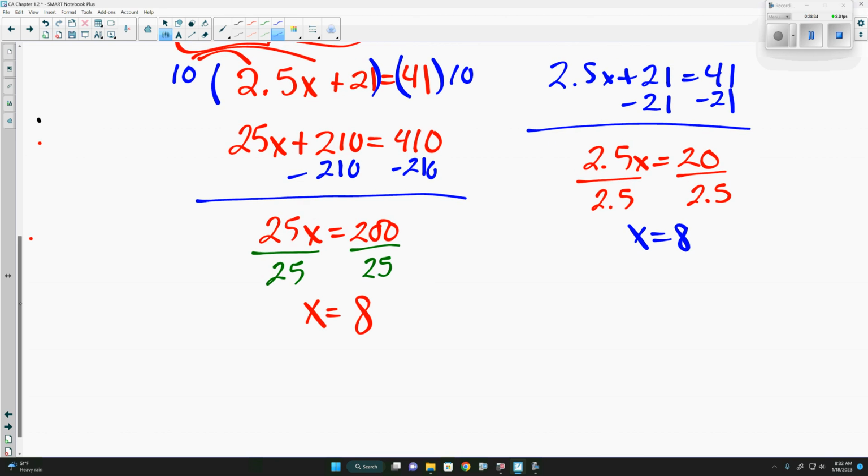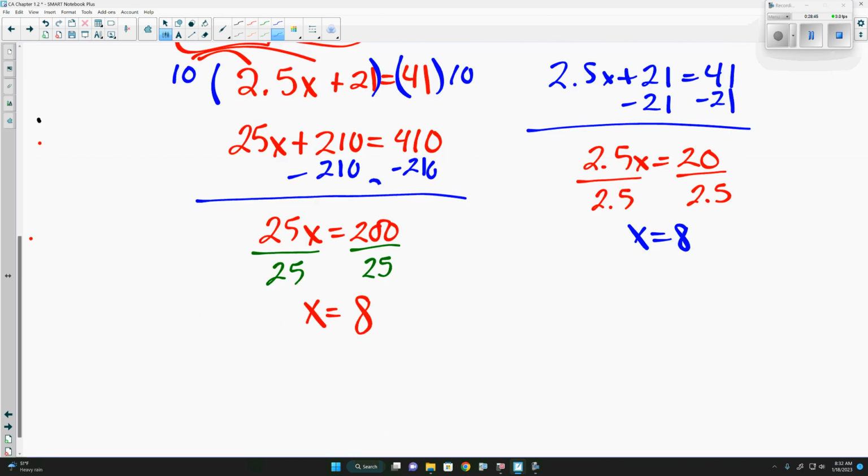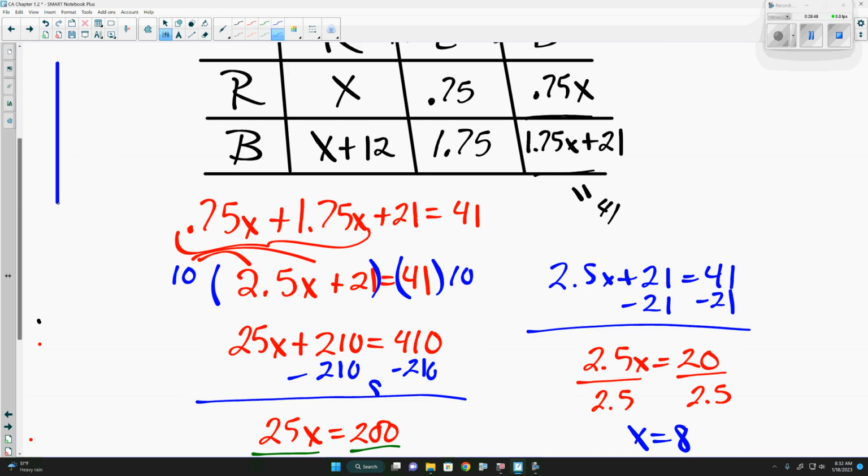Now 8 miles an hour is for what? Which of the two, biking or running? It is for running. Because running would be our 8 and the biking would be 20. And it does make sense that we can bike faster than we can run. Questions on this here? We good with this here?